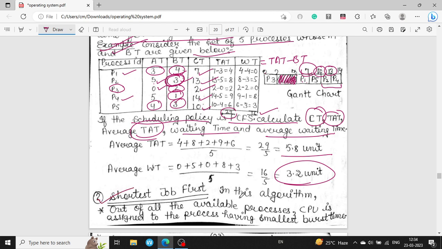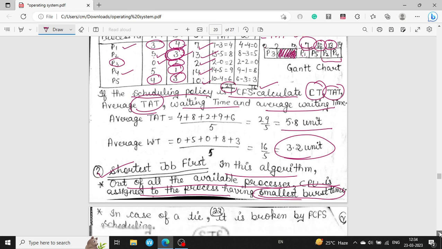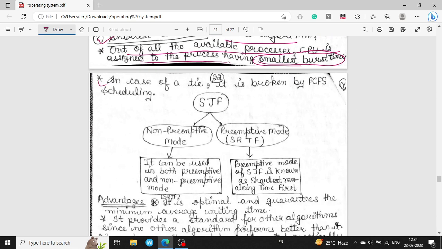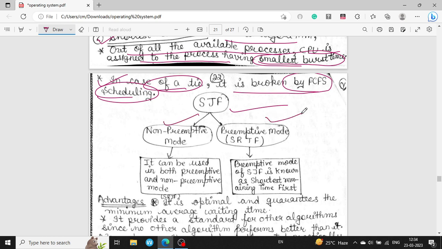Now second is shortest job first. In this algorithm, out of all the available processes, the CPU is assigned to the process having the smallest burst time. In case of a tie, it is broken by first come first serve scheduling. Shortest job first is divided into two parts: first part non-preemptive mode, second part preemptive mode.